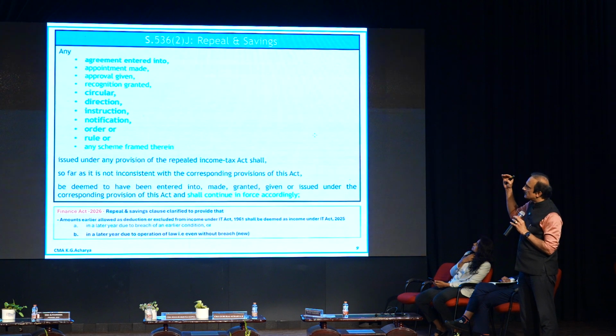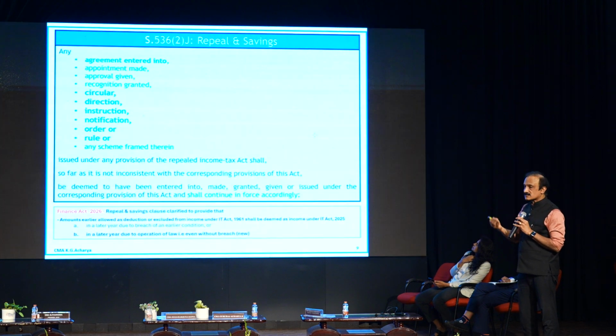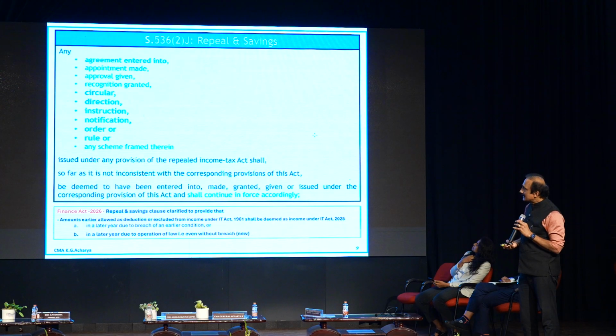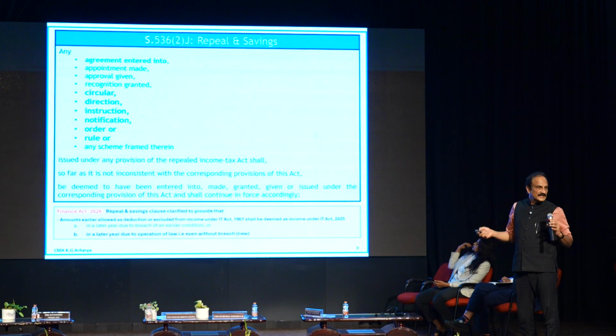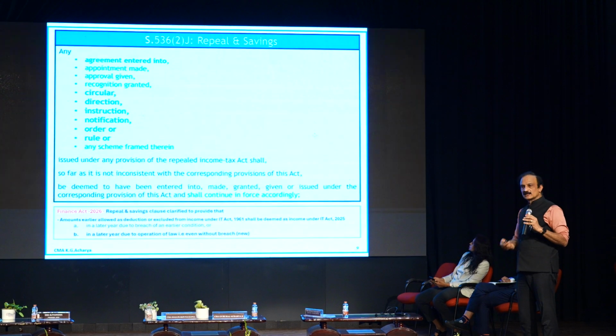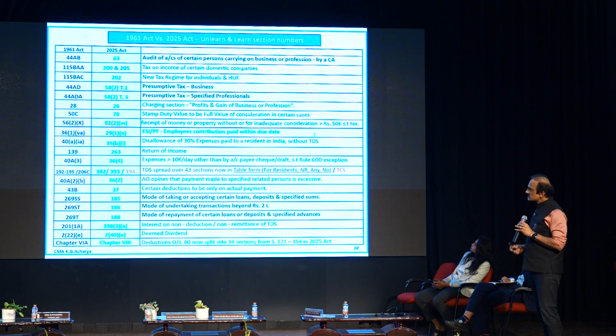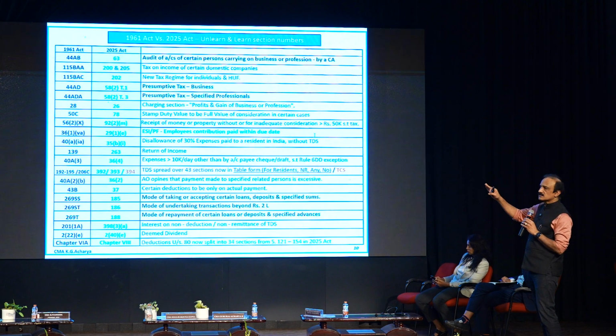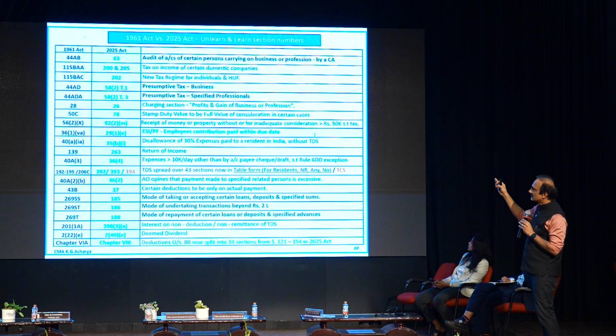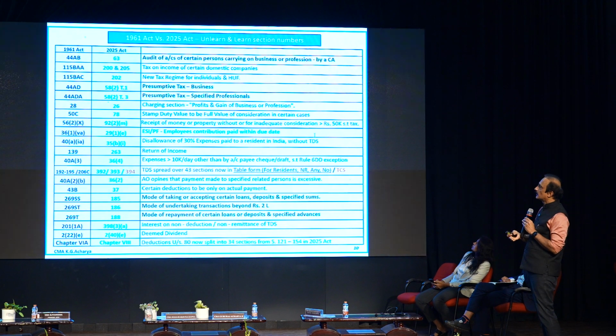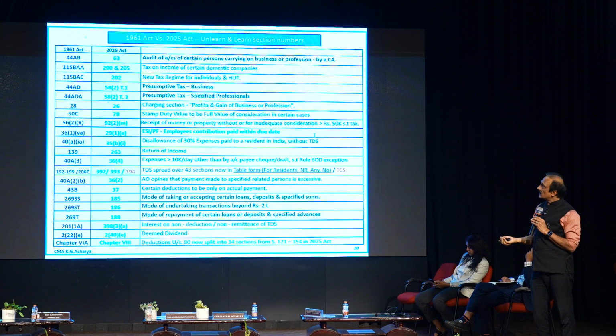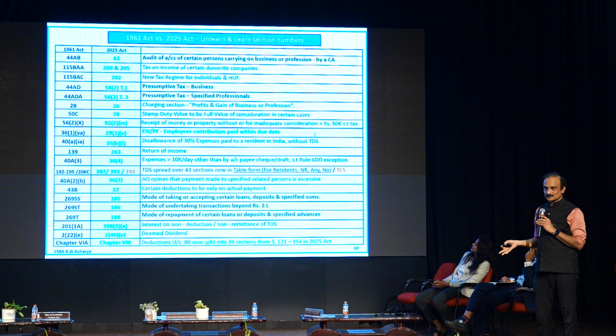What are the things? Agreement, appointments, approval, recognition, circular, CBDT circulars, directions, instructions, notifications, any order, rule, or any scheme framed thereunder. So we don't have to really go back and change things. It will seamlessly continue. So as I told you, a lot of sections have got changed. The tax audit section, which we were talking about, 44AB, has become section 63. The presumptive taxation under 44AD has now become serial number 1 under table under section 58 subsection 2.